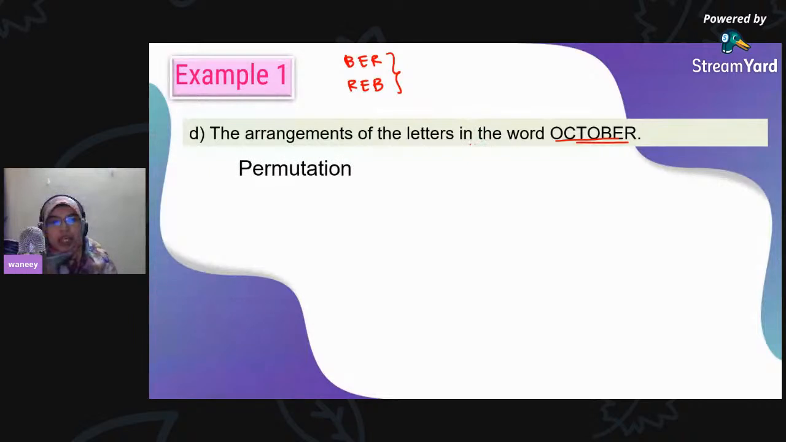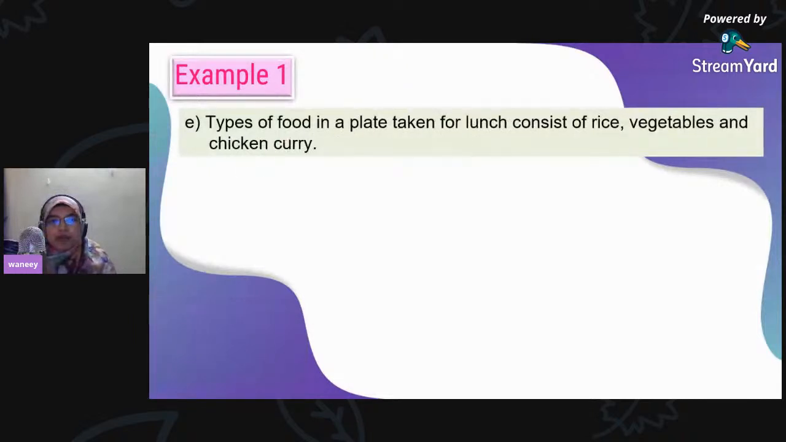Okay, next. Types of food in a plate taken for lunch consists of rice, vegetable, and chicken curry. Basically you're going to choose either rice and veg or chicken curry and rice and so on. It doesn't really matter which one you take first, right? As long as at the end you will have all 2 of them or all 3 of them. Asalkan kita ada je kan. So this is the case for combination.